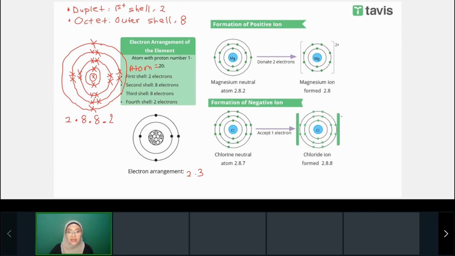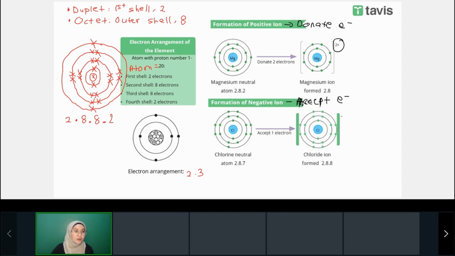Now, you have donated already. After you donate, you will get a positive ion. Positive ion, please remember, donate. You donate your money to someone, then you donate. A negative ion is a situation where you accept an electron. You donate electron, you accept electron.